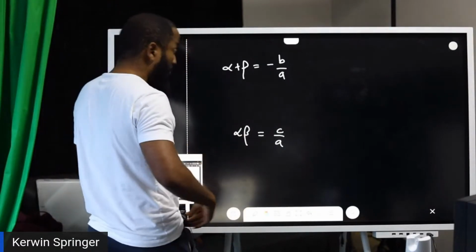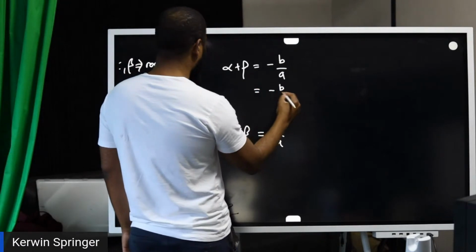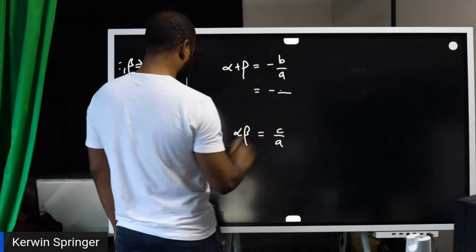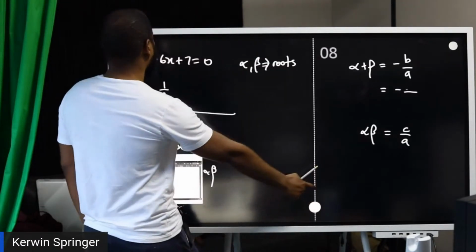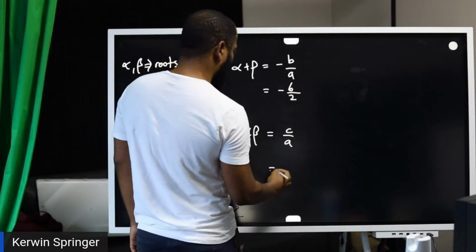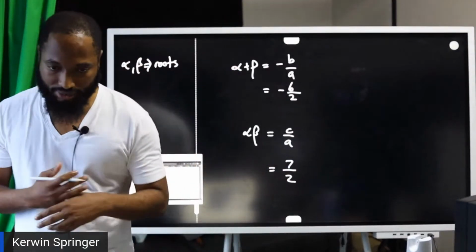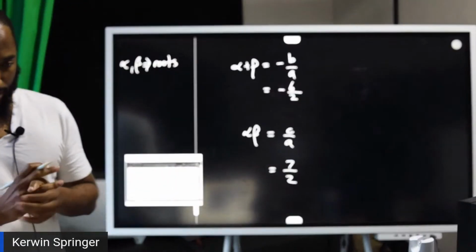So this was equal to negative B over negative 6. B was 6, and C was 7, right? Alpha plus beta is negative 6 over 2, and this one, alpha beta, is equal to 7 over 2. Write in the chat if you understand that.